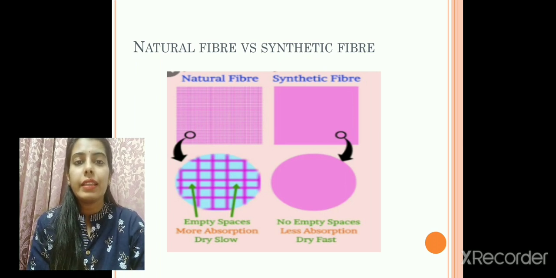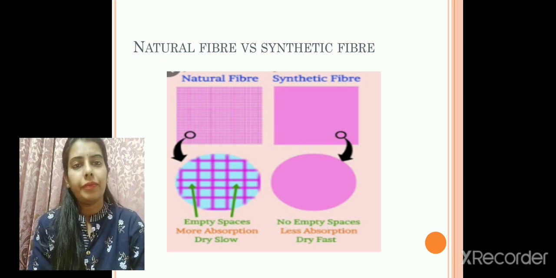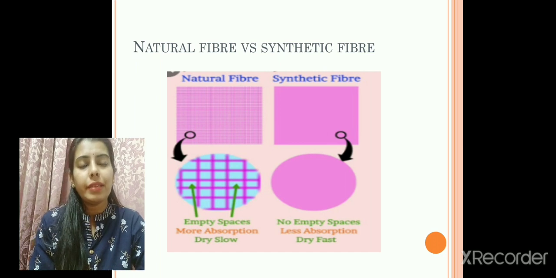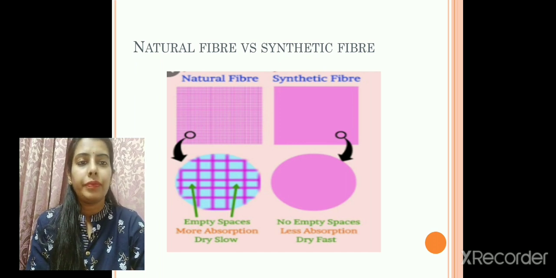Wool and silk also have empty spaces, so they can absorb more water and they take time for drying. Now if I compare the same thing with synthetic fibers, they don't have any empty spaces, so they absorb very less water. So that property is beneficial because they dry faster in comparison to the natural fabrics.